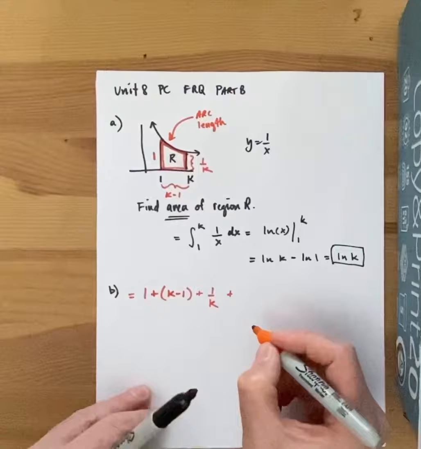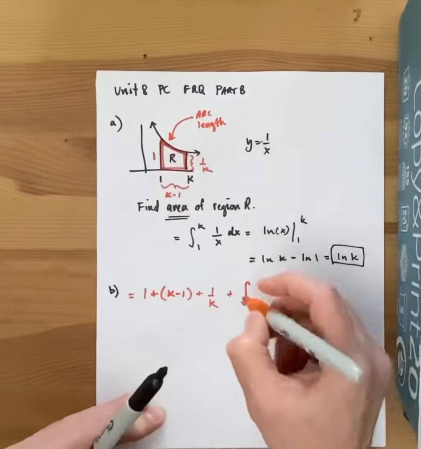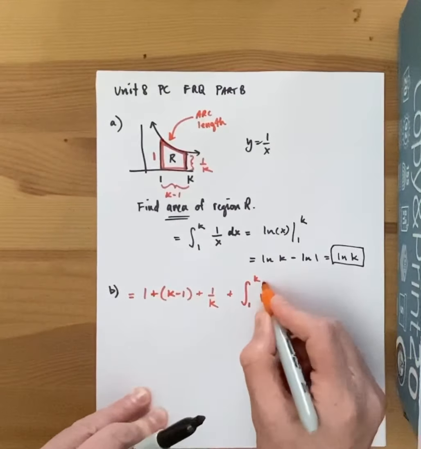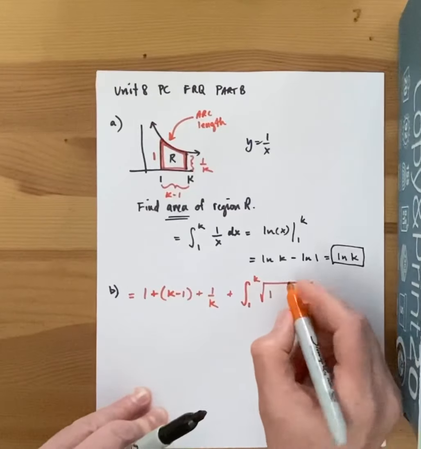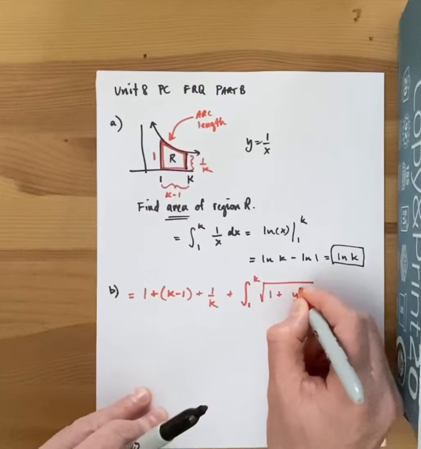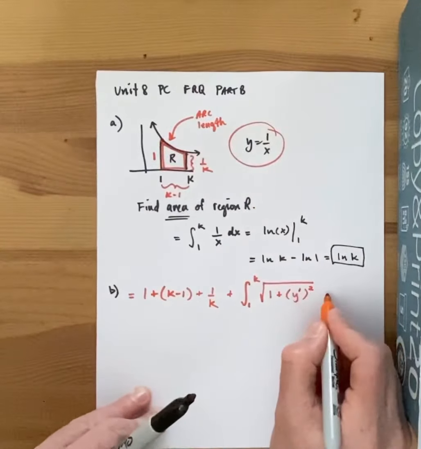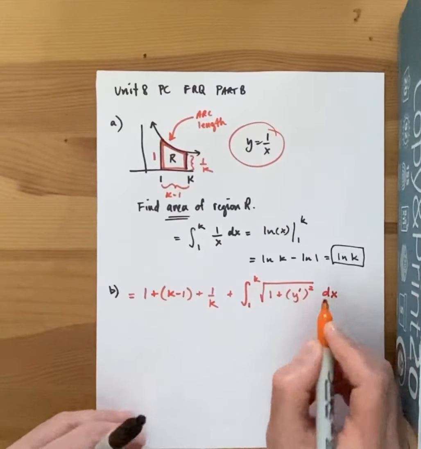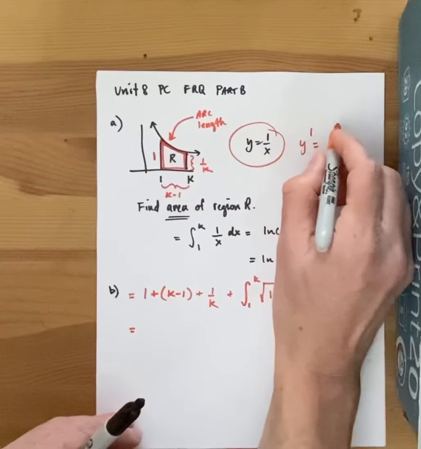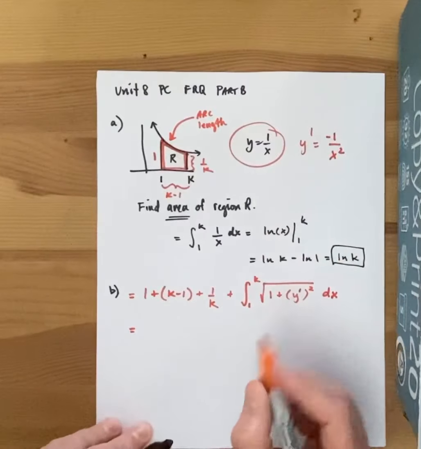Okay, so when you're doing arc length, you're doing the integral, so from 1 to k, and then we are doing the square root of 1 plus, I'm going to put it this way, y prime squared. So the derivative of our function squared, and then dx. So for us, our derivative of our function is going to be negative 1 over x squared.